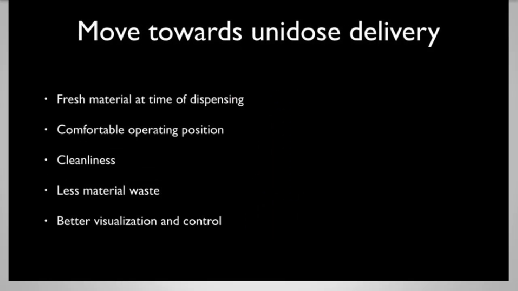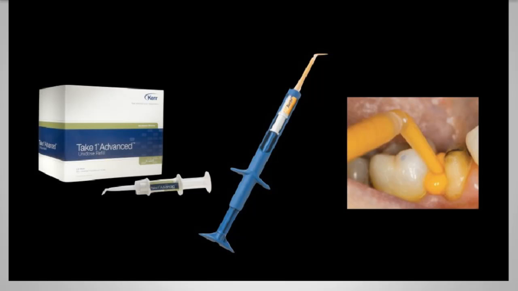So in an ideal world, we would have fresh material at time of dispensing, a very comfortable operating position, a clean environment, less material waste, and really better visualization and control. If we have all those factors, the chance of getting an ideal impression definitely increases. And to that extent, manufacturers such as Kerr and Dentsply have created unidose products that really take this mentality into account, where impression material is delivered at the sulcus directly in a comfortable position where we can squeeze with the palm of our hands, or our thumb and our forefingers. So this is a move in the right direction.